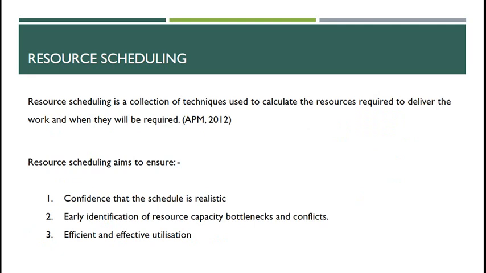So the APM in 2012, in their 6th edition of the Body of Knowledge, state that resource scheduling is a collection of techniques used to calculate the resources required to deliver the work and when they will be required. And resource scheduling aims to ensure: 1. Confidence that the schedule is realistic. 2. Early identification of resource capacity, bottlenecks and conflicts. And 3. Efficient and effective utilisation.